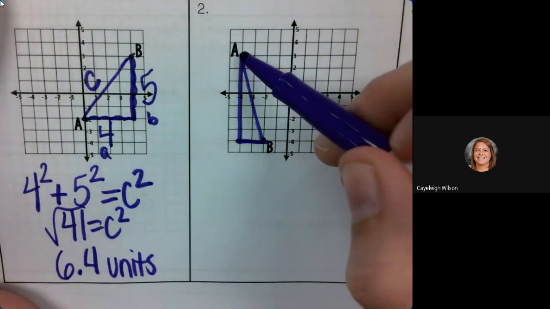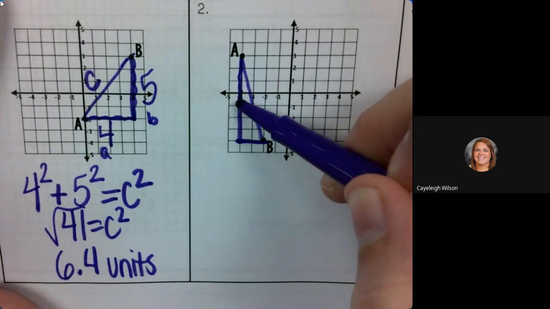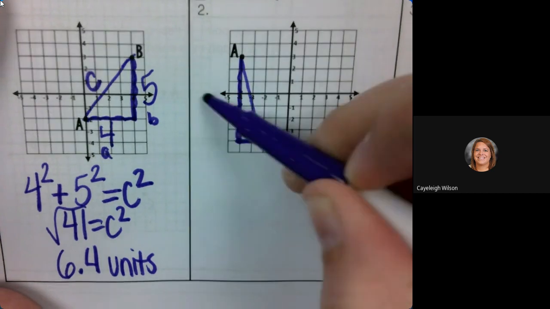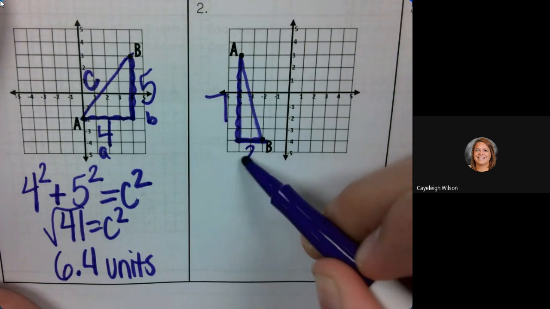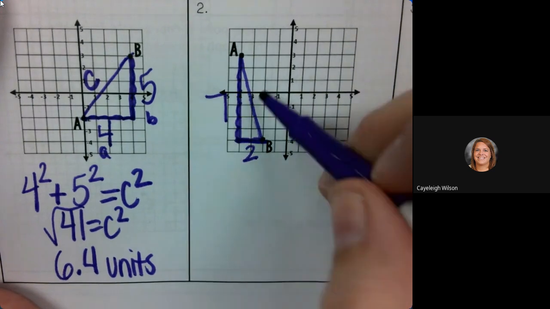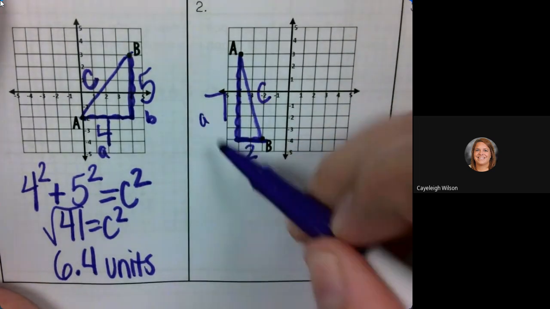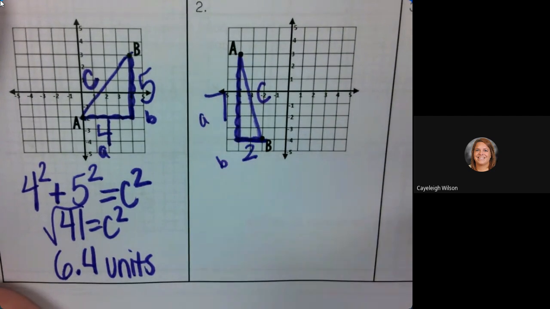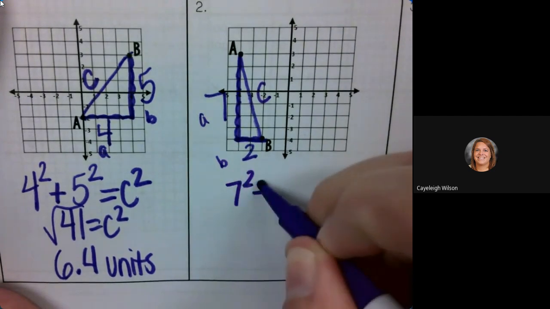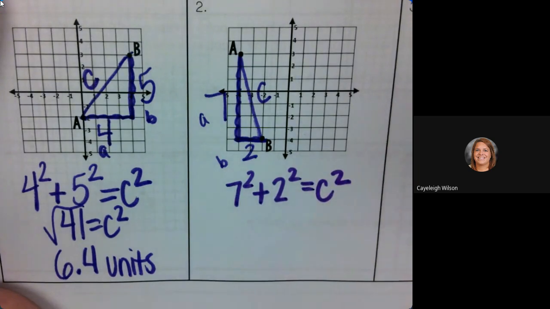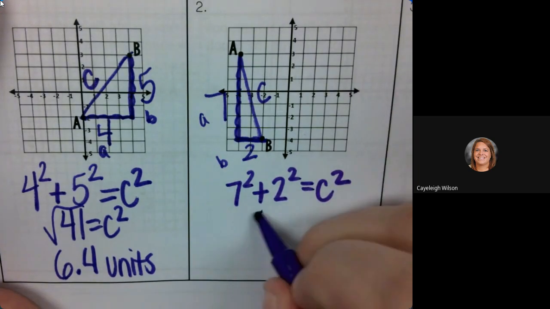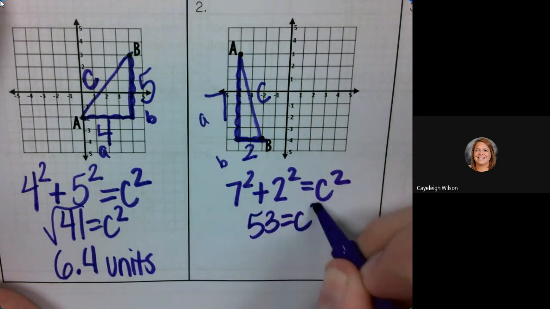All right, so this distance here is 1, 2, 3, 4, 5, 6, 7. And this distance here is 1, 2. And then this is my hypotenuse C. So this is my A and my B. So 7 squared plus 2 squared equals C squared. So that's 49 plus 4. So that's 53 equals my C squared.